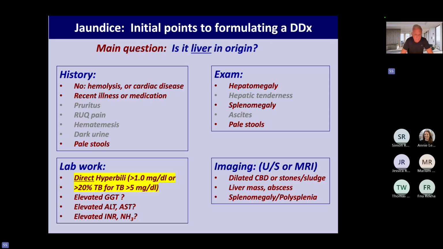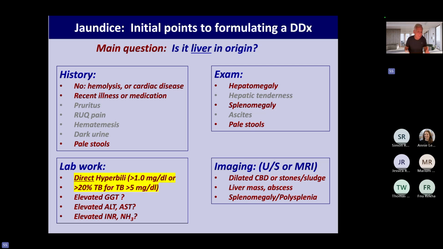What about the lab work? What is the difference between direct and indirect hyperbilirubinemia? Simply put, direct hyperbilirubinemia can be defined as a direct reacting bilirubin level greater than 1 milligram per deciliter or greater than 20% of the total bilirubin for a total bilirubin of greater than 5 milligrams per deciliter. Learn it, remember it, because that is the most important test that you're going to do when you're going to try to differentiate direct from indirect hyperbilirubinemia.